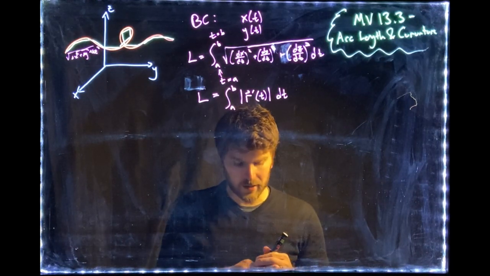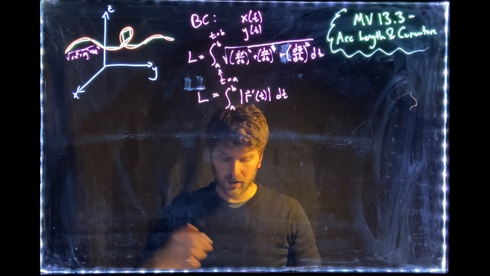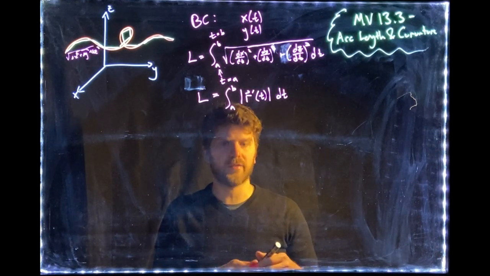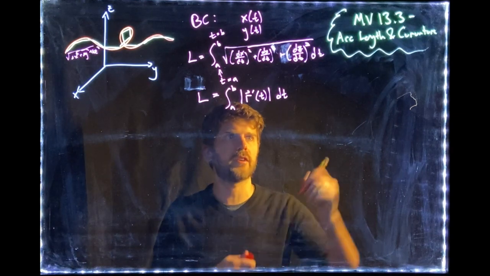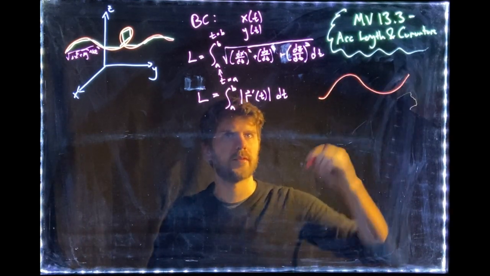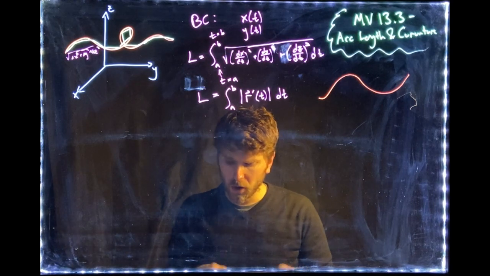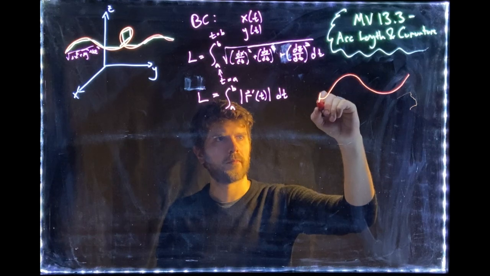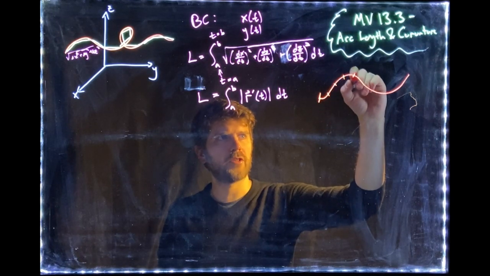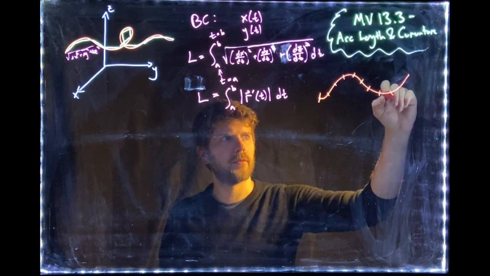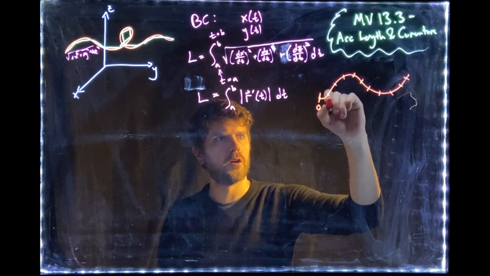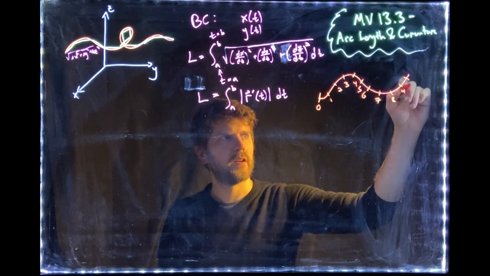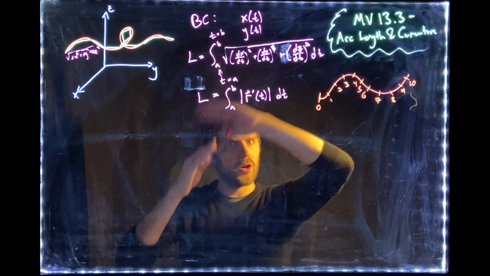I also really like this interpretation of arc length. If we take our space curve, here's a random curve through space, arc length you can think of as a ruler, measuring little tick marks, like a flexible measuring tape along the curve. It's measuring your distance along the curve.